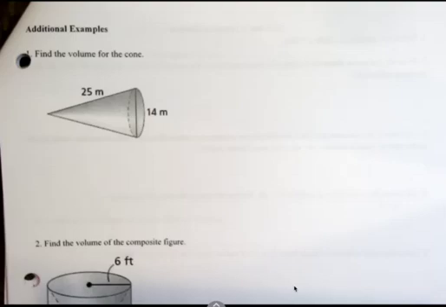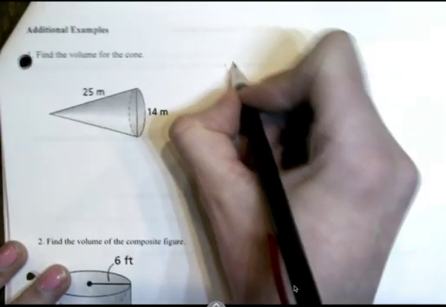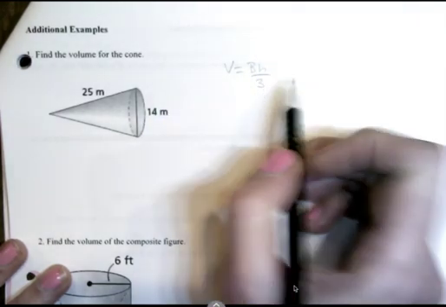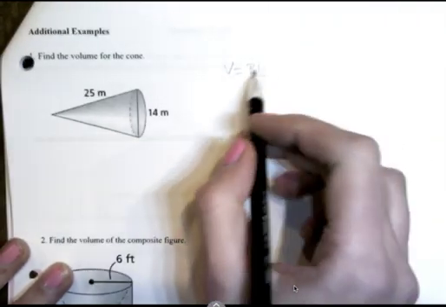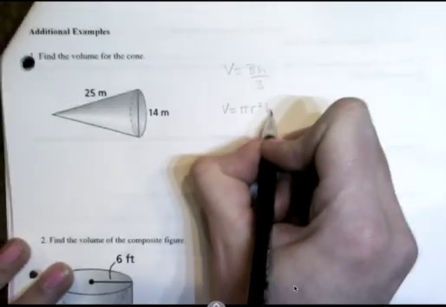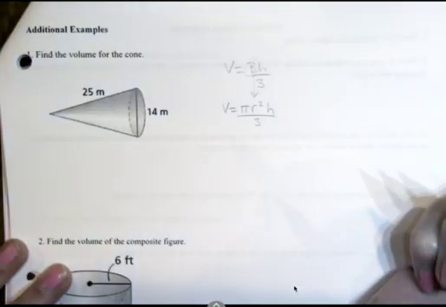Guys, in this video, I'm just going to do a couple additional examples for finding volume of a cone. So for volume of a cone, remember it's area of the base times the height divided by 3. So we are going to need the area of the base shape, which in this case is a circle. So we've got pi r squared times the height and then divide by 3. So big B is pi r squared in this case.